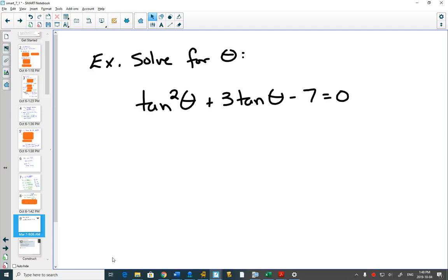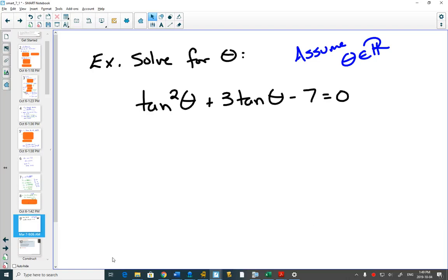Now, technically, when something says solve, it means find all the answers. Don't just find some, but find them all. So if something says solve and they don't give you the domain, you have to assume it's everything. So we'll just write that in a different color here. Now we have a quadratic equation. Tan squared theta plus 3 tan theta minus 7 equals 0.